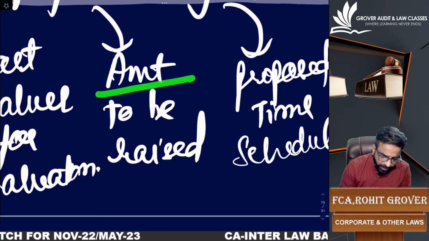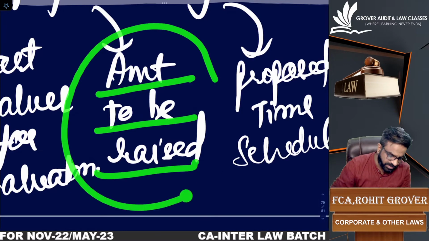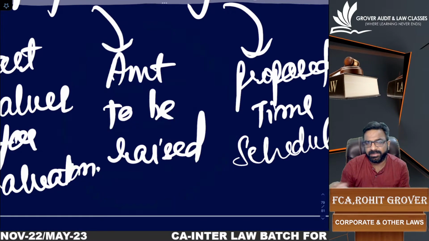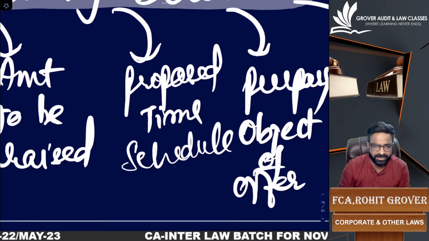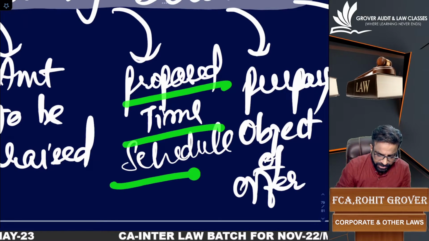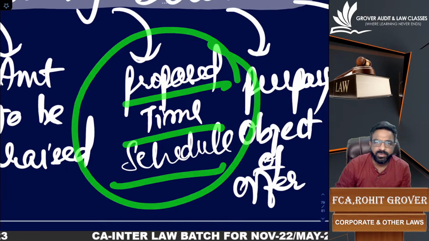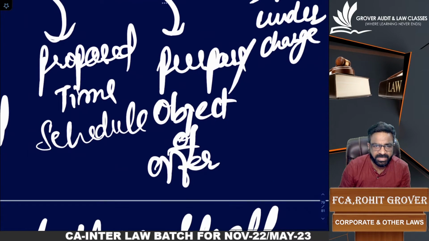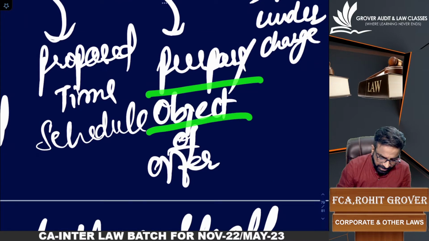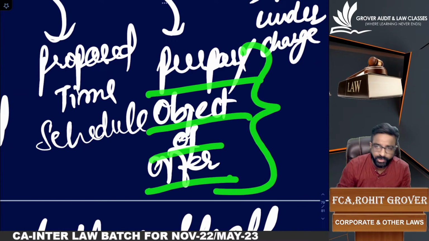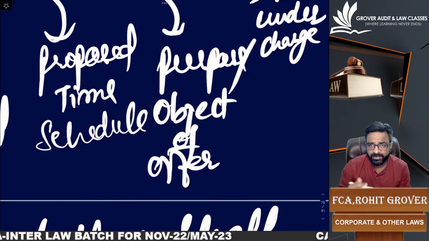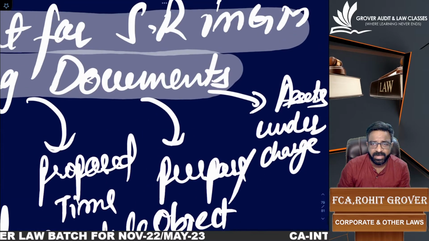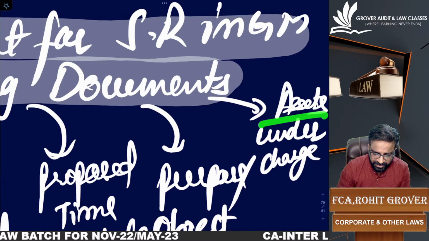Next one, how much amount is to be raised? That also is going to be given in the private placement explanatory statement. Proposed time schedule, how much time we will take to complete this private placement. Next one, proposed object of the offer, where we are going to utilize the money which we will raise from the private placement. And next point, assets under charge.